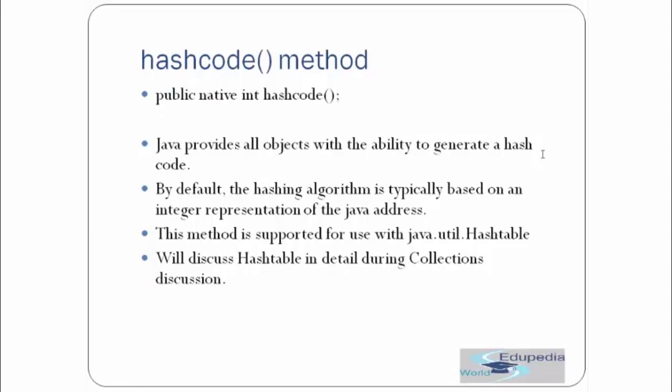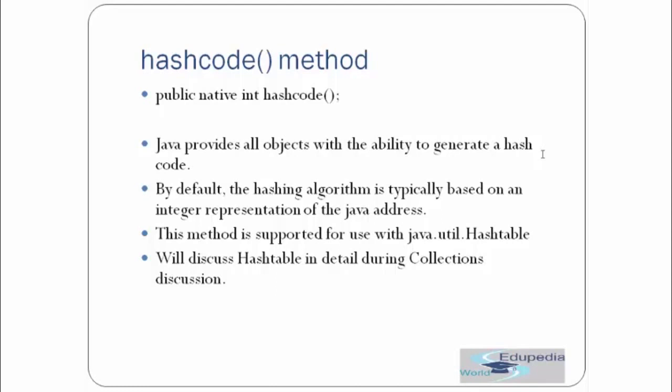Now let's see the hashcode method. So we have seen the equals method. Well, hashcode is like public native int hashcode. This is the original definition in the Object class. It's not a definition, but just the signature of the method. Java provides all objects with the ability to generate a hashcode. By default, the hashing algorithm is typically based on an integer representation of Java addresses.